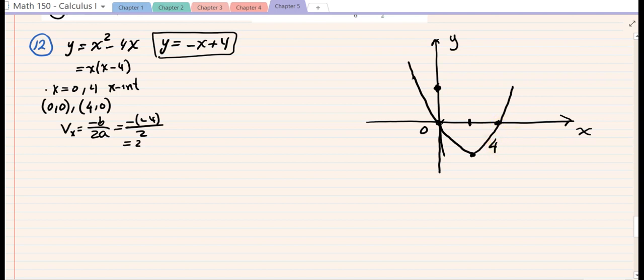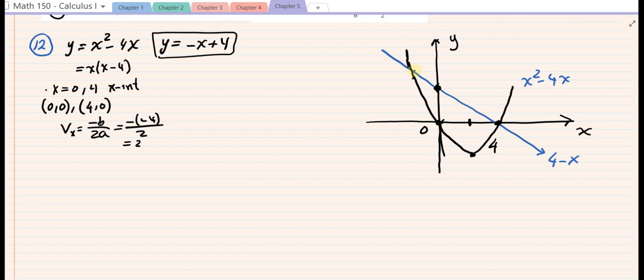Perfect. So my line, therefore, is going to look something like this. There. So this is going to be the graph of those two functions. This one, 4 minus x, and the parabola, of course, is x squared minus 4x. Again, in this course, at this point, we should be able to graph these without graphing calculators. All right. Now, let's see.